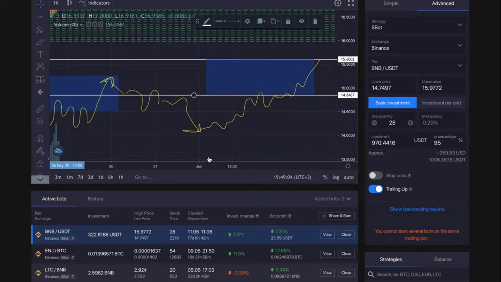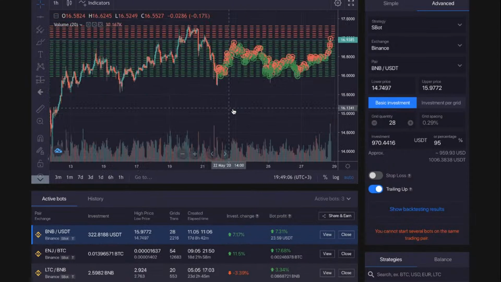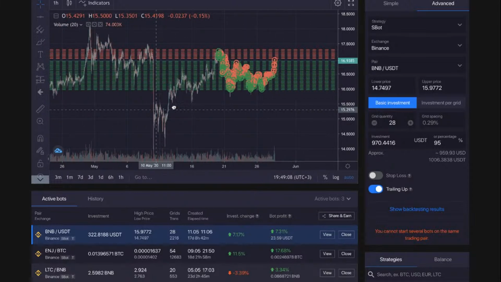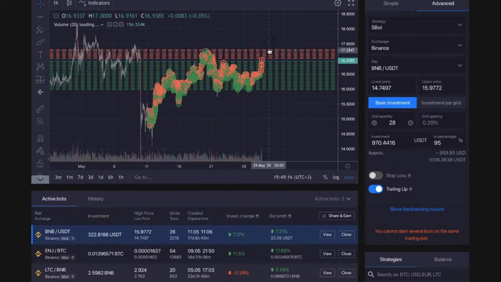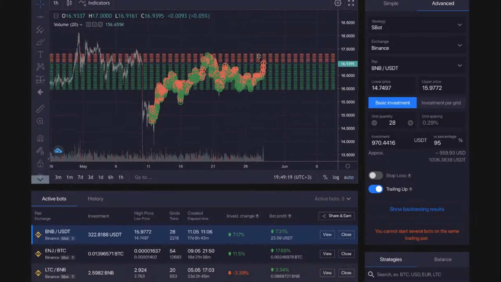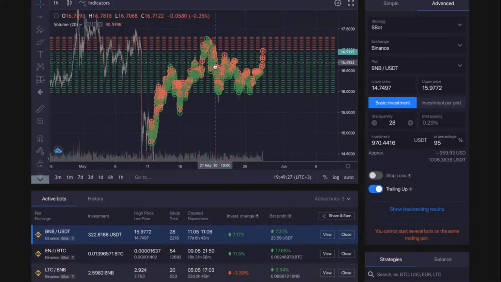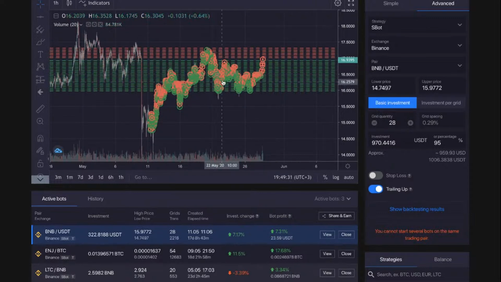So that's exactly what is happening with my BNB right now. Remember the trading range, which was over here. Now my trading range is completely in a different zone. It's much higher. It's over here. And I'm taking all of the price action which is happening right here. So I let my bot follow the price and accumulate the profits for me almost endlessly.